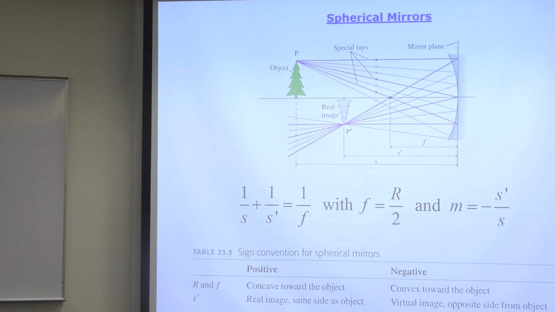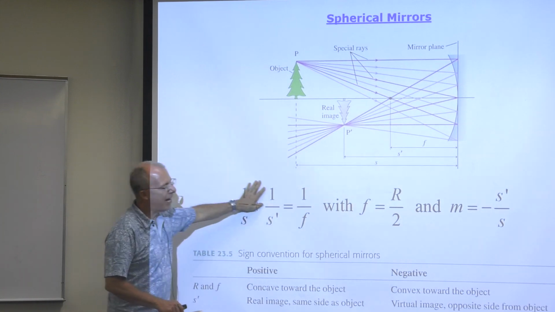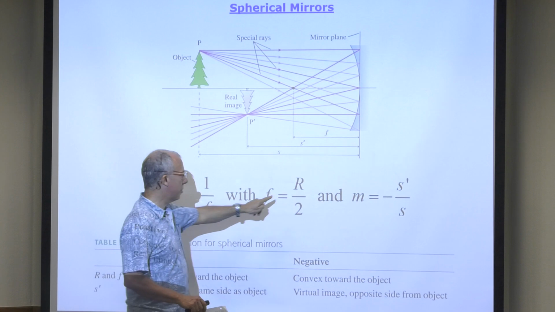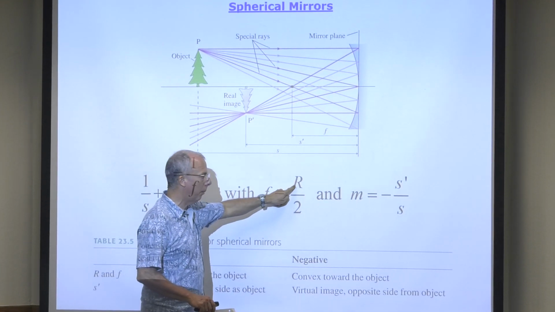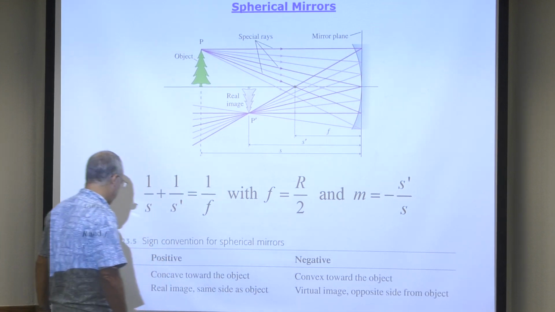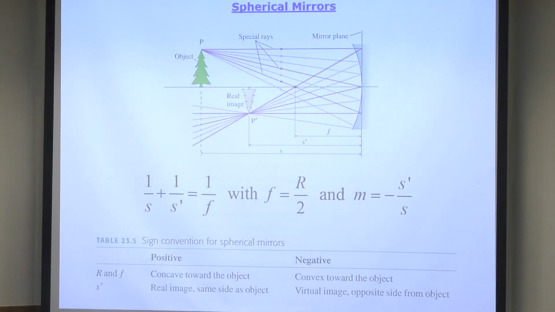Okay, look at this. The same formula, but there's something new. Now this is the radius of the spherical mirror. So the focal length is equal to r divided by 2. And then you get another table you're going to deal with. Sorry. What can I say?